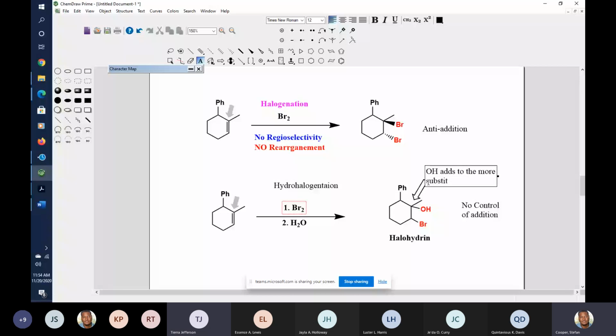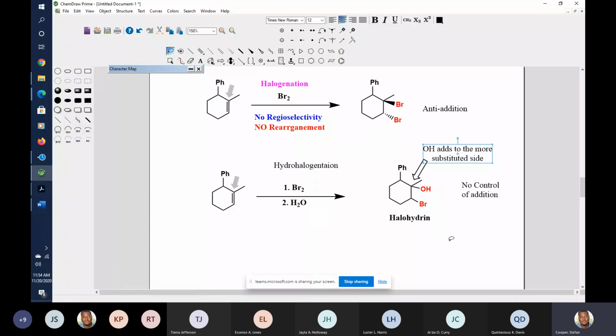And it does that because that carbon cation is the most stable carbon cation. So water is going to add to where the carbon cation forms. The carbon cation is not going to form here, instead it does there, and that's why you get the OH there. And this is why you lose control, because of that carbon cation that has to form in solution. And again, when you attack a carbon cation, you can equally attack from the top and the bottom.